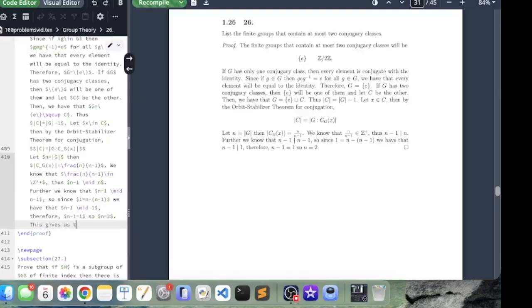This gives us that the order of G is equal to 2. Therefore, G is equal to Z mod 2Z, or I'll even say isomorphic here. And we are finished with 26.